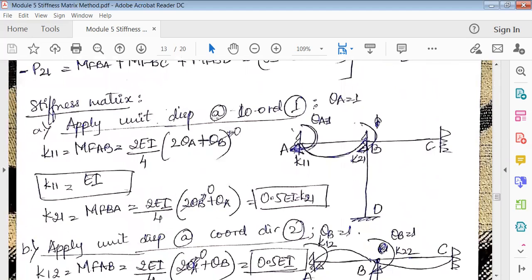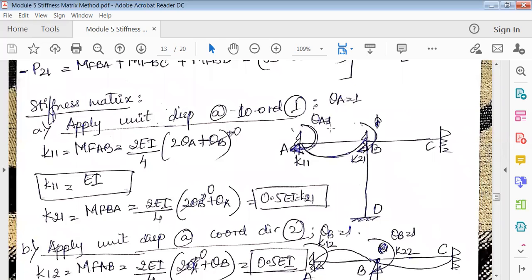That is, apply unit displacement at coordinate direction 1. That is, theta A is equal to 1 radian. So when you apply this, first draw this diagram. First mark all the supports as fixed support, that is D, B, and C. Only release the support where you're applying the moment, that is the rotation. And here theta A is equal to 1.